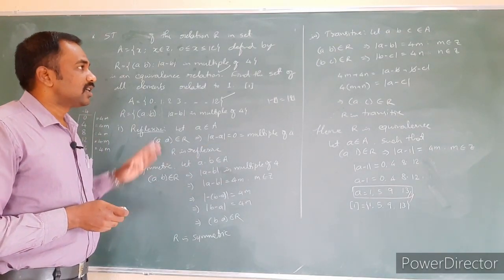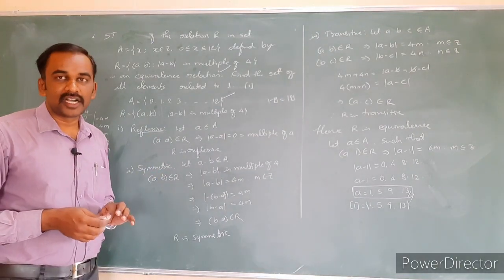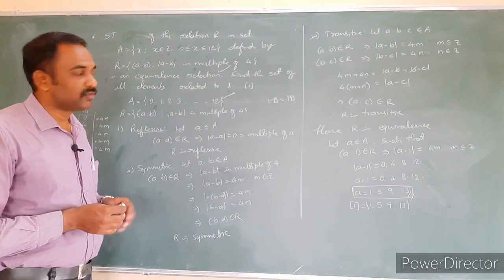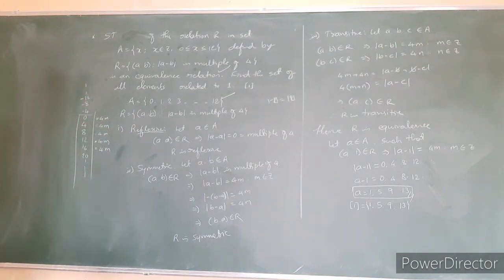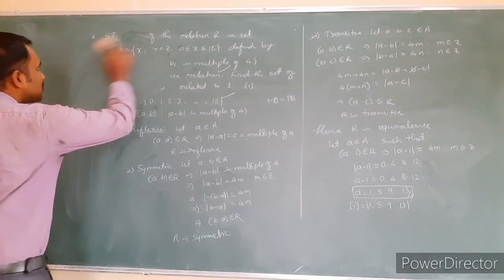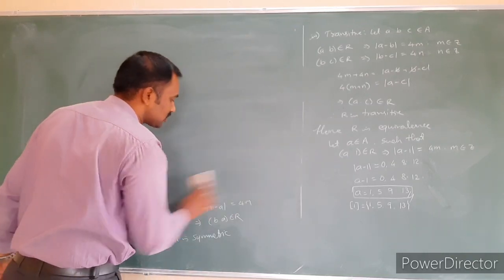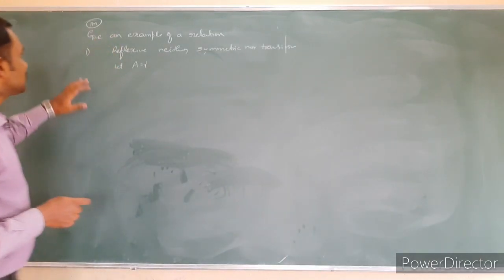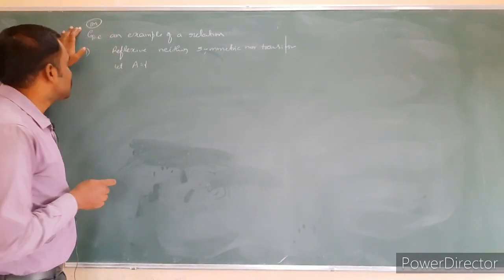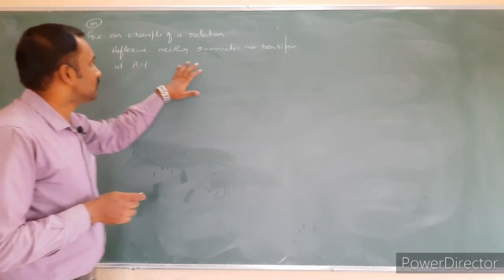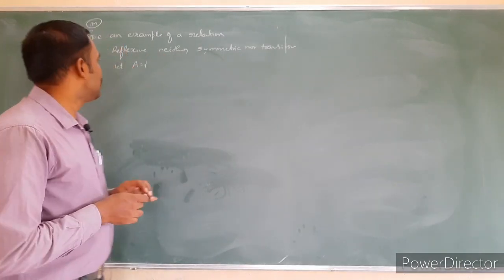Okay, now this is all about relations. So the relation concept is over, we will solve the remaining ones. One more point in the relation is very important for the 1 mark section, where they used to ask questions. How will they ask the 1 mark question? The next point is very important. Give an example of a relation which is reflexive, neither symmetric nor transitive.